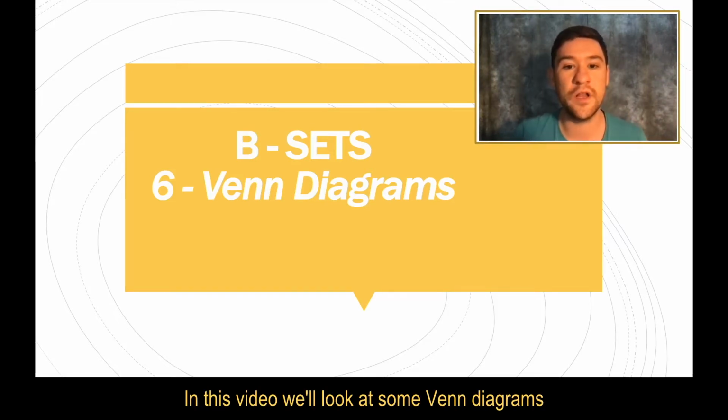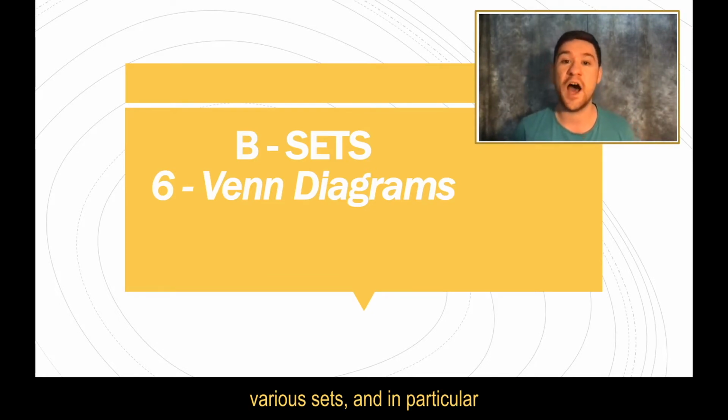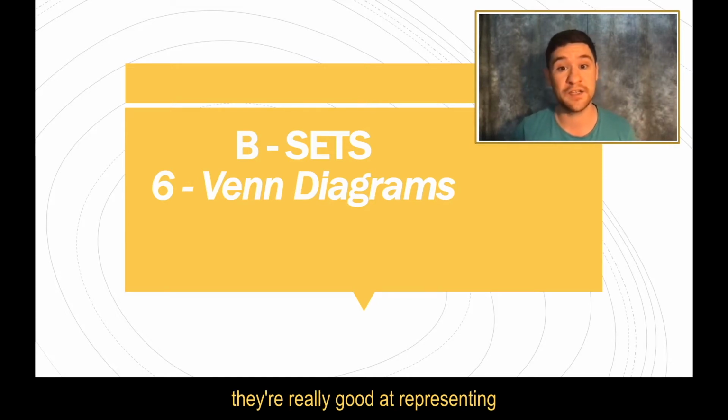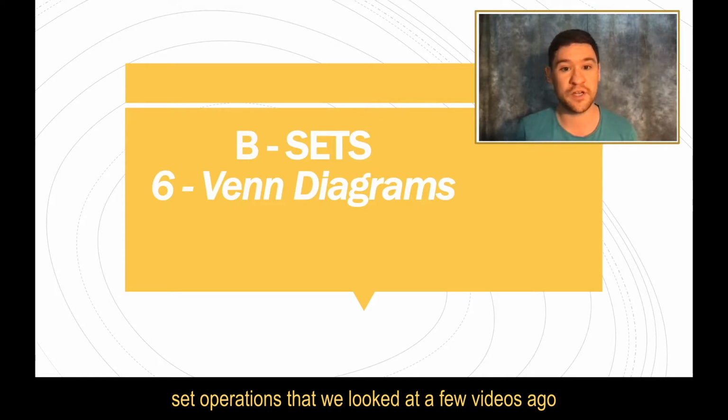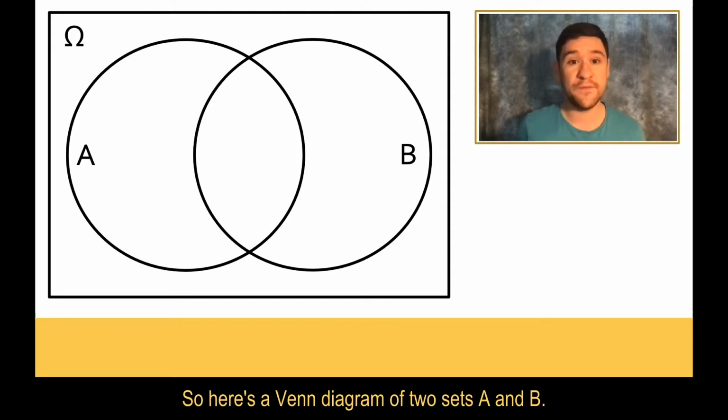In this video, we'll look at some Venn diagrams. Venn diagrams are a visual way of representing various sets, and in particular they're really good at representing set operations that we looked at a few videos ago in a really intuitive way. So here's a Venn diagram of two sets, A and B.